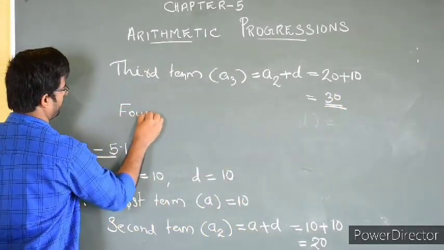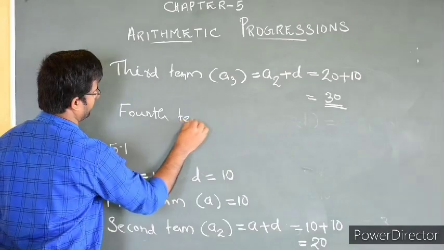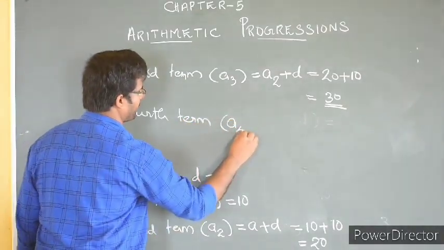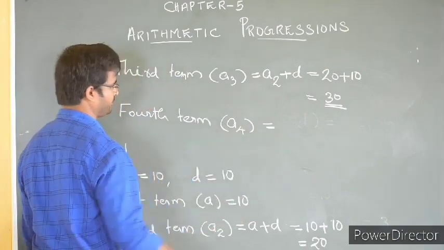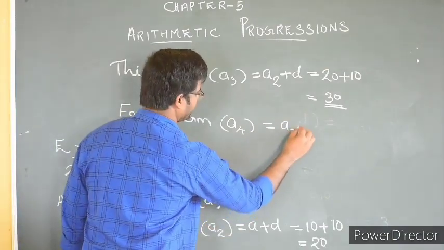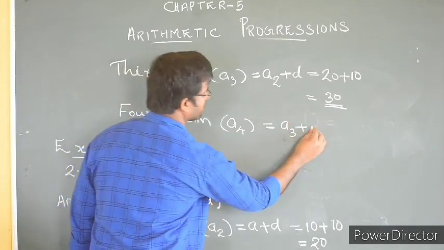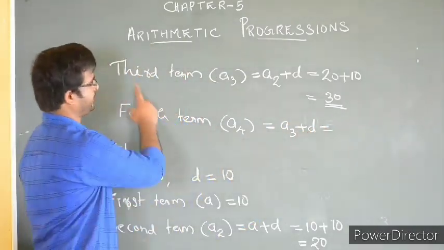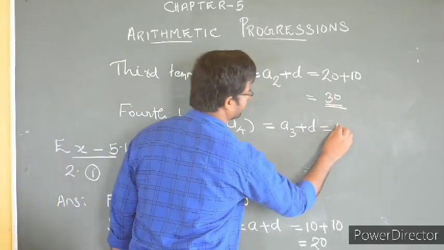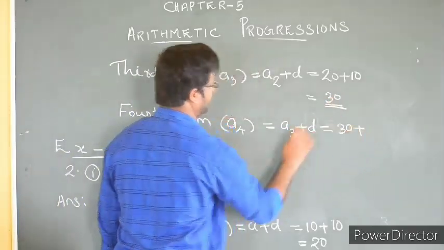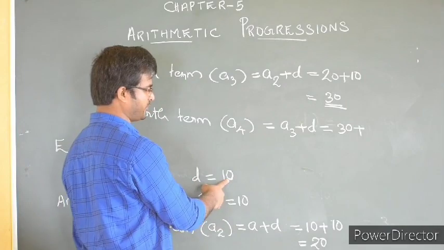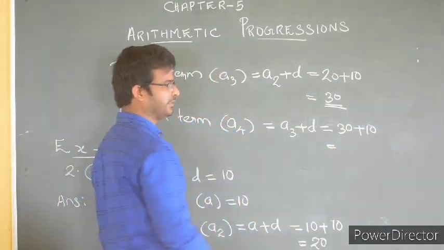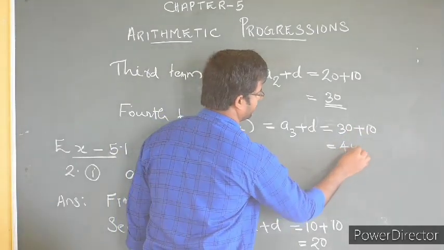Then the fourth term. The fourth term we will represent as A4 equal to the third term, A3, plus common difference. Common difference in here is d. What is A3? A3 we already got, that is 30. 30 plus d. Common difference d already given in the question, that is 10. 30 plus 10 is 40.